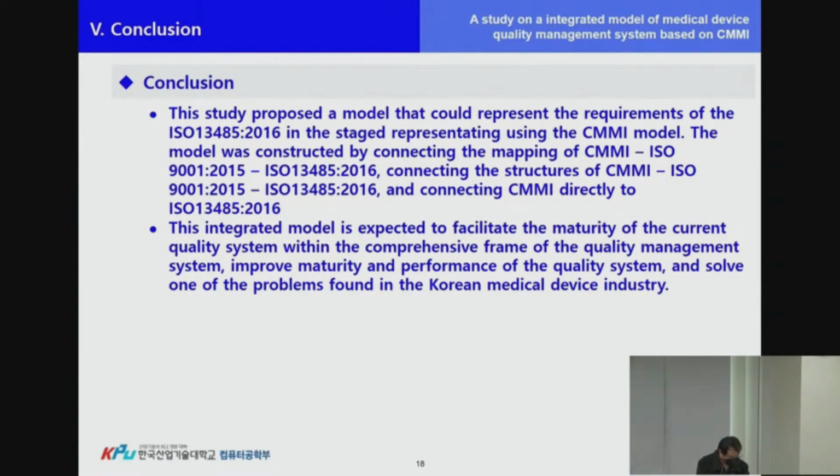This integrated model is expected to facilitate the maturity of current quality system within the comprehensive frame of the quality management system to improve maturity and performance of the quality system and to solve one of the problems found in the Korean medical device industry.